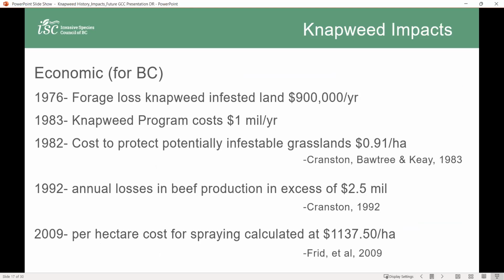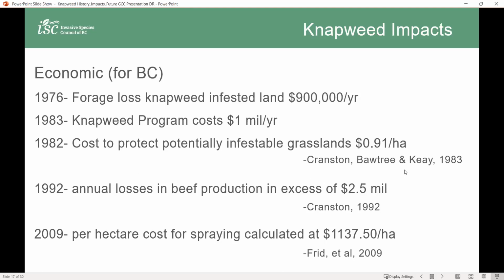Some of the economic impacts of knapweed over the last number of years. In '76, they were doing some studies and putting together some figures. There was potentially $900,000 a year of lost forage in knapweed infested land for grazing cattle. In '83, the knapweed program was costing $1 million a year in British Columbia, with all of the agencies and organizations and particular individuals that were involved in carrying out control.